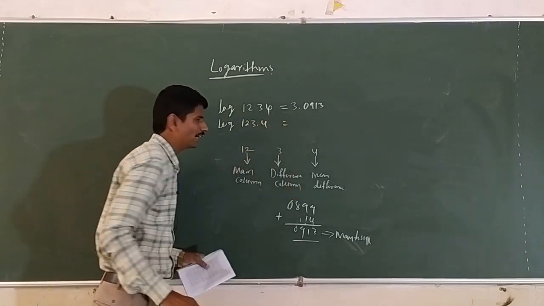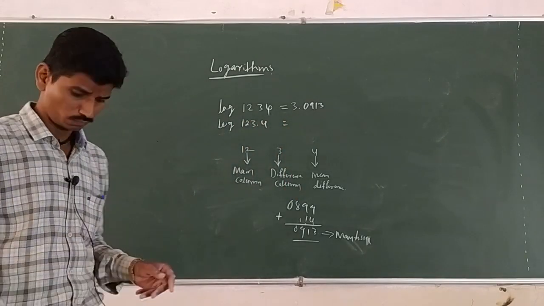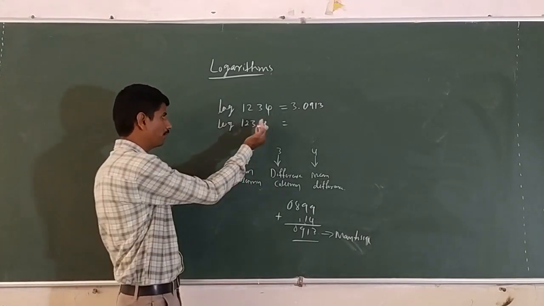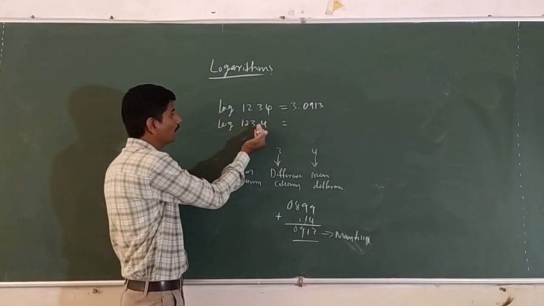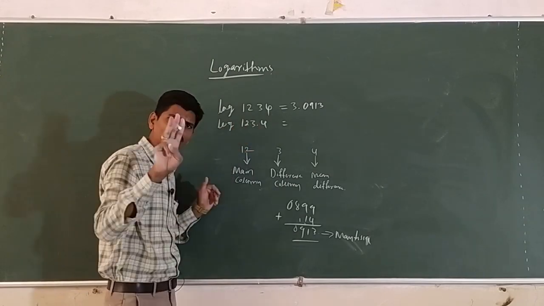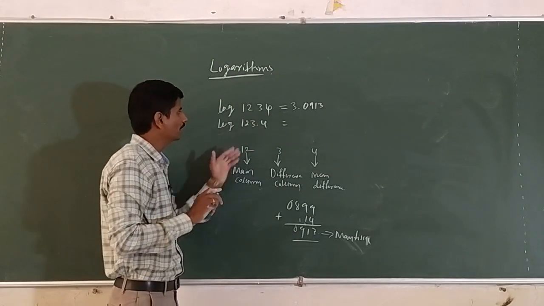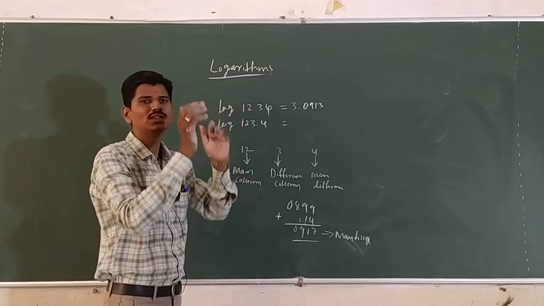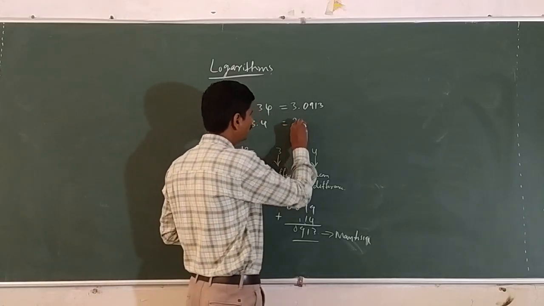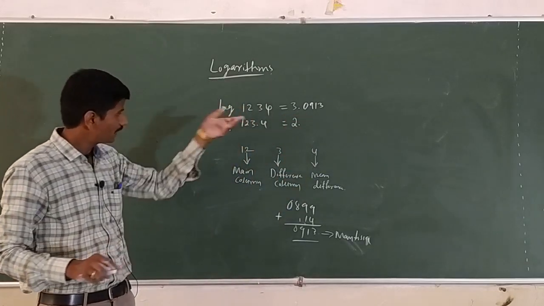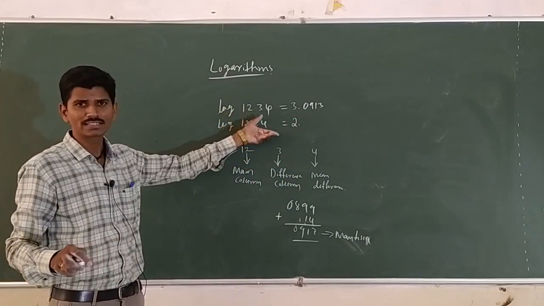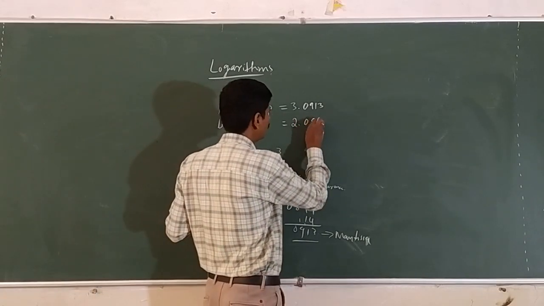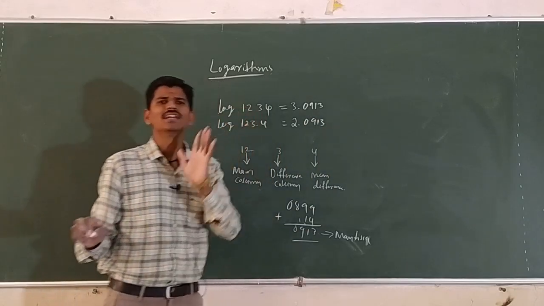For example, again calculate log of 123.4. Here, count the digits before the decimal point: 1, 2, 3, a total of 3 digits. In logarithm, number of digits minus 1, so 3 minus 1 is 2. Here 2 point, then search 1, 2, 3, 4 in the log table. The Mantissa is always the same, that is 0913.